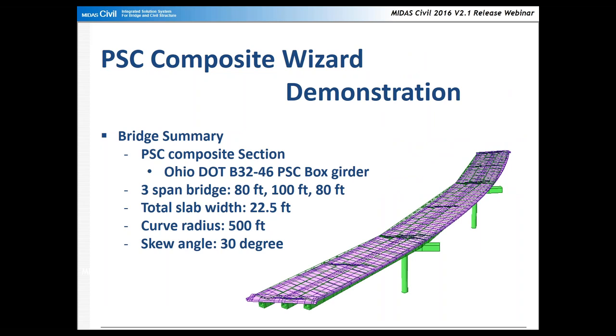Here is the design dimension for today's example bridge model. The girder section is Ohio DOT B32-46 PSC box. There was no specific reason, but I just chose it. It is a 3-span bridge, 80 feet, 100 feet, 80 feet. Total slab width was 22.5 feet. Radius was 500, and skew angle was 30 degrees.